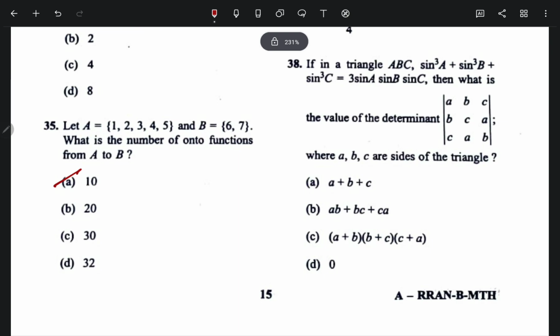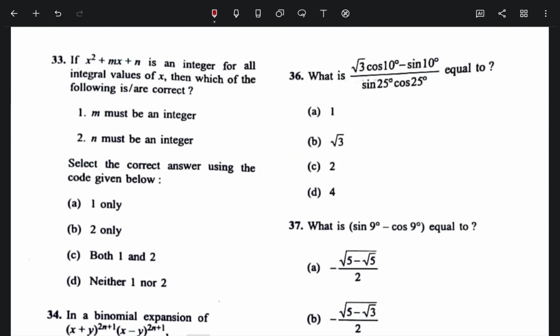So 35, the answer is 10. You look at the onto function. In an onto function, everything has to map with everything, right? So it's just 5 into 2. 35.